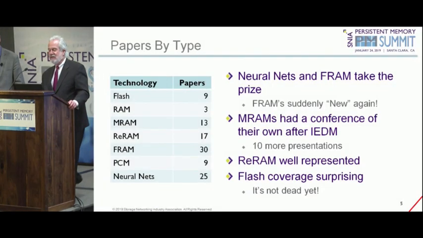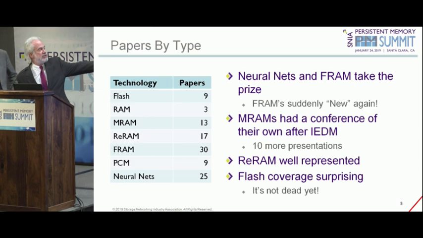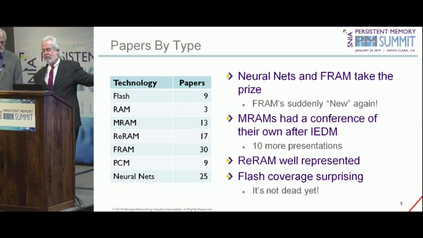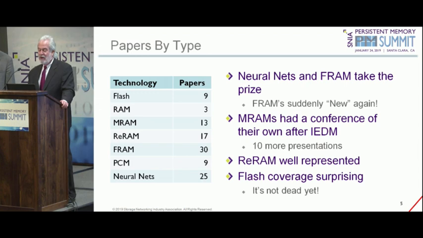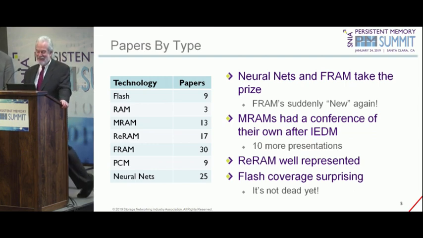I put together a little list. It just shows how many papers there were for each one of the memory technologies. There were 9 flash papers, 3 for RAM, that's DRAM and SRAM, MRAM 13, resistive RAM 17, FRAM, surprise, was 30. And why were there 30 for FRAM and 13 for MRAM? Well, it was because there was a session all about MRAM after the show was over, and so some of the papers got delayed into that.